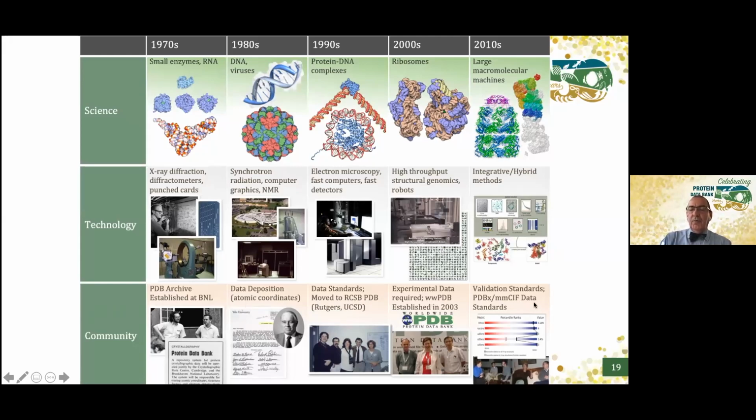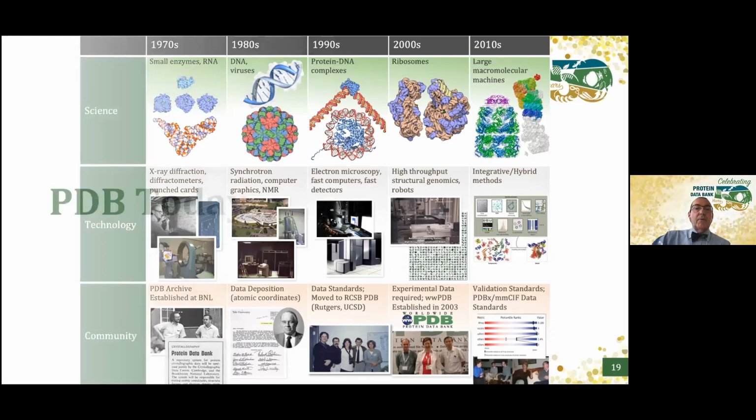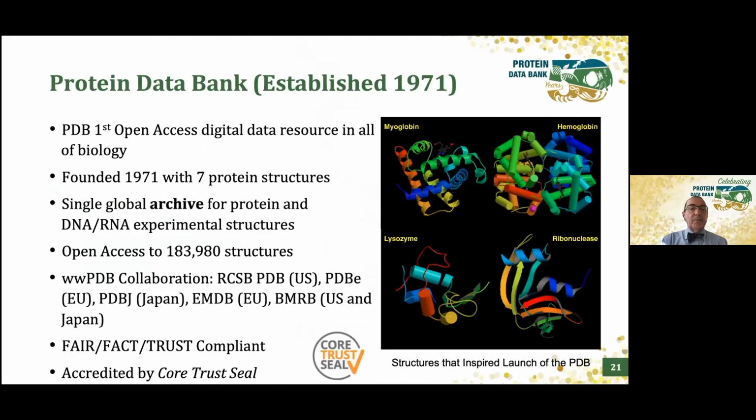The community has been involved at every step of the evolution of the PDB and the Worldwide Protein Data Bank partnership, which supports, as I said earlier, the PDB archive, the BioMagResBank archive, and the Electron Microscopy Data Bank archive. So the PDB today is the single global archive for protein, DNA, and RNA experimental structures. As of this morning, we in the Worldwide Protein Data Bank, that means RCSB PDB in the US, Protein Data Bank Europe, Protein Data Bank Japan, Electron Microscopy Data Bank, and BioMagResBank, are supporting open access to nearly 184,000 structures, having grown from just 7 X-ray structures at the beginning of the PDB back in 1971.